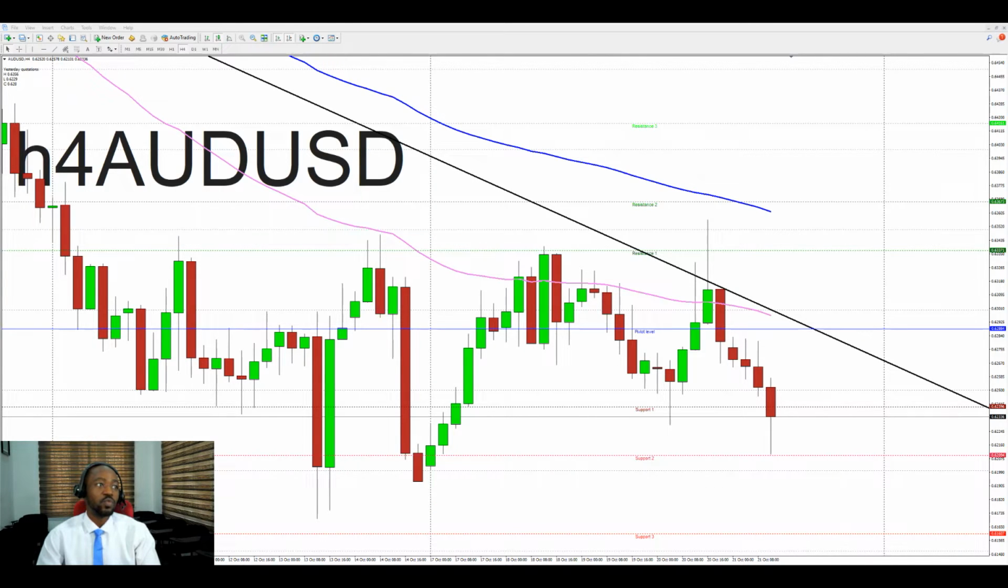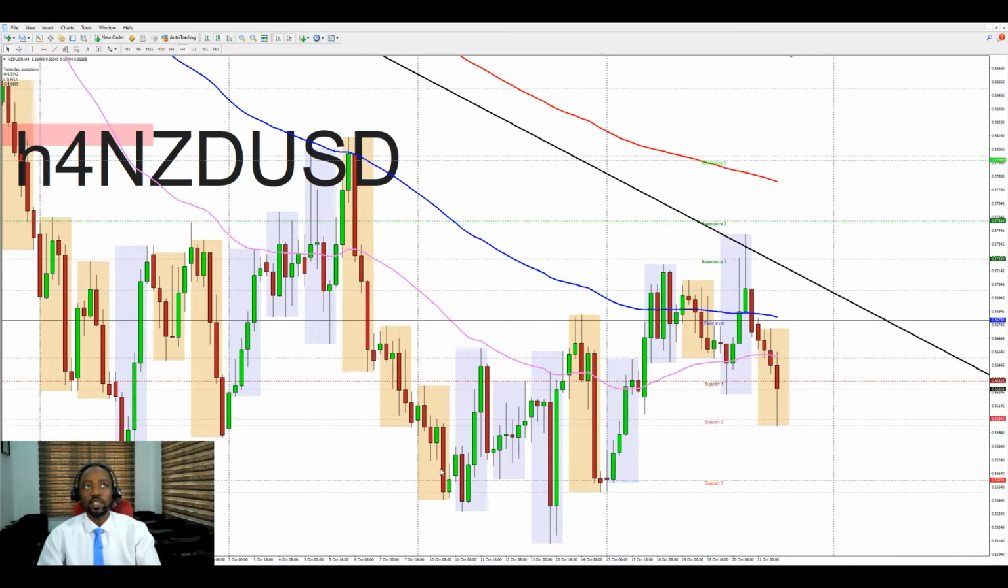Let's go to New Zealand USD, the Kiwi. The Kiwi too is overall bearish. You can see my moving averages pointing downwards, confirming a bearish bias and a bearish trend. But things may play out. We have bulls and bears in the market, so they can come in and take control of the market, either bulls or bears, of course.